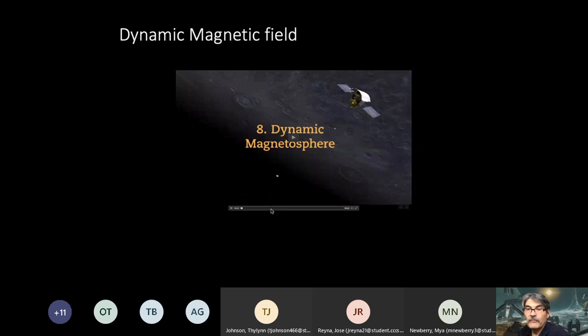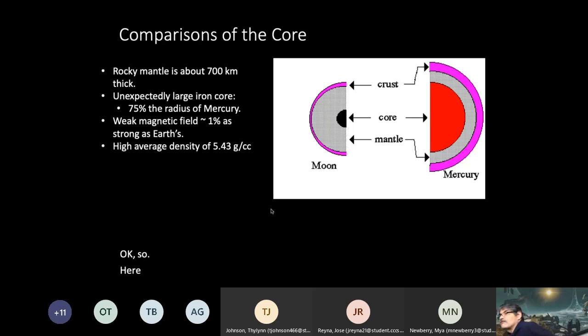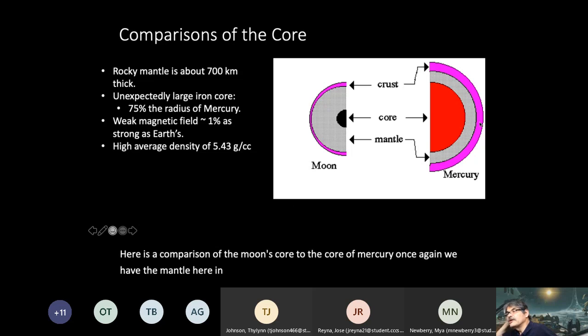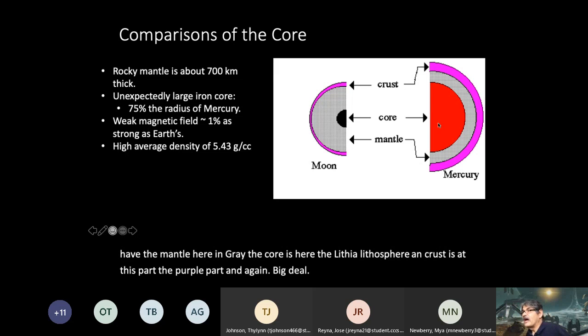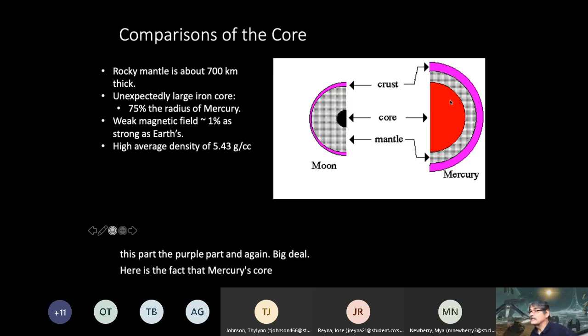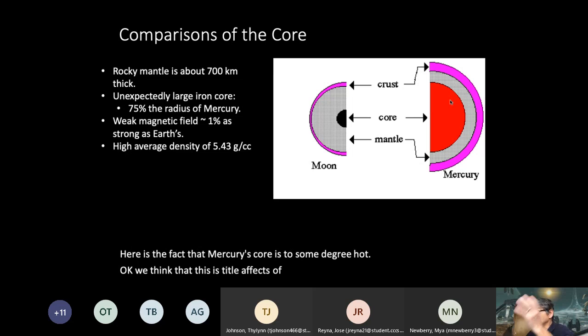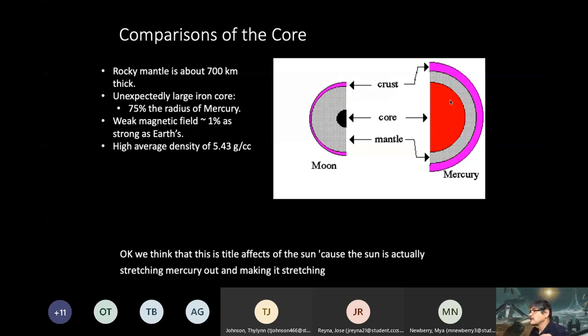Okay, so here is a comparison of the moon's core to the core of Mercury. Once again, we have the mantle here in gray. The core is here. The lithosphere and crust is at this part, the purple part. And again, the big deal here is the fact that Mercury's core is to some degree hot. We think that this is tidal effects of the sun, because the sun is actually stretching Mercury out and making it stretch and contract and stretch and contract.